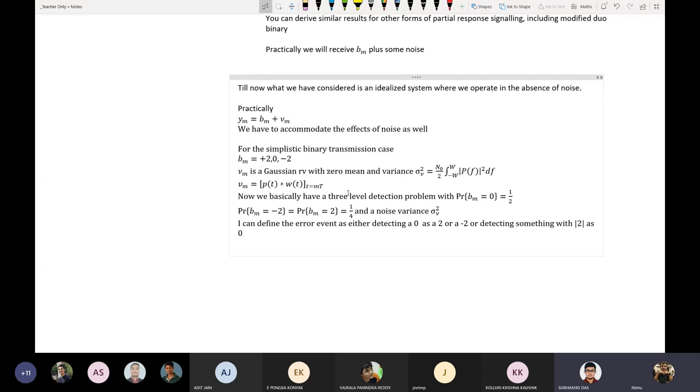Sir, can you just state what exactly you wanted to write? It's slightly confusing. So we have the prior probabilities of these symbols? Yes, sir. And I have the noise variance. Now I can define the error event. So an error will be there when I detect a zero as a 2 or a minus 2? Yes, sir. Or an error will be there when I detect a 2 or a minus 2 as a 0. Okay, got it. Fine. So this will be the error event.